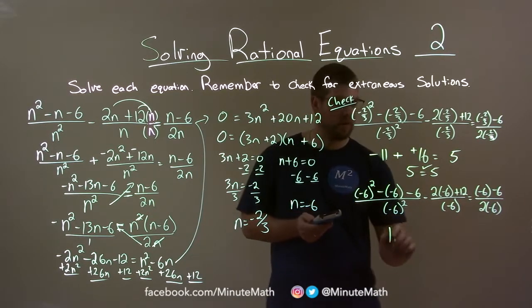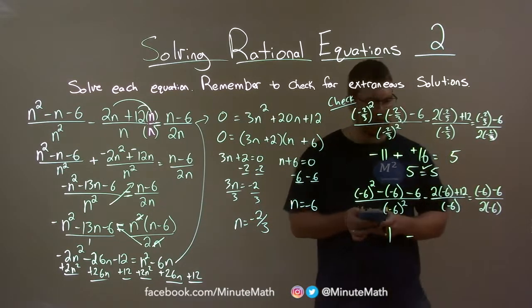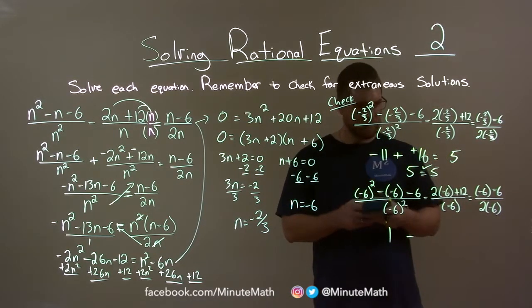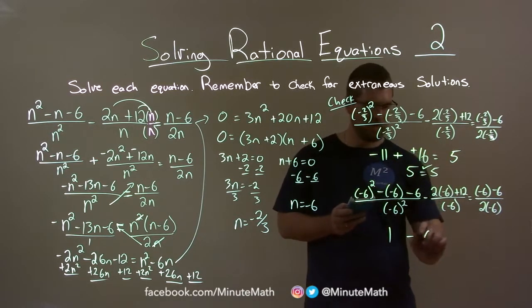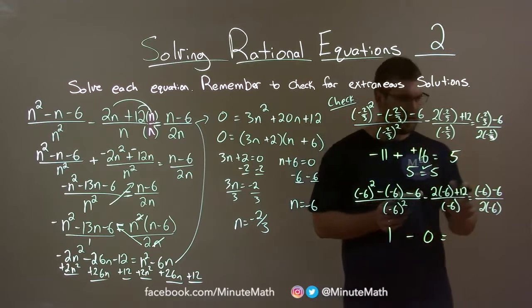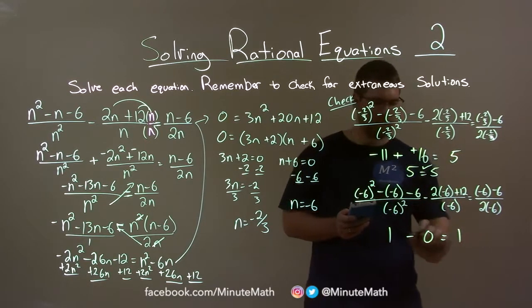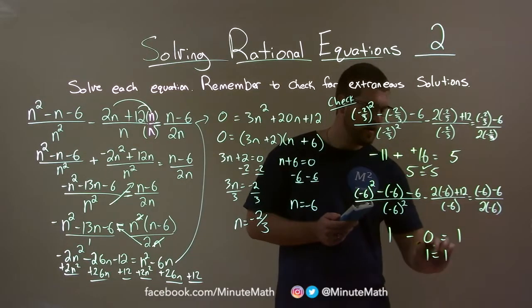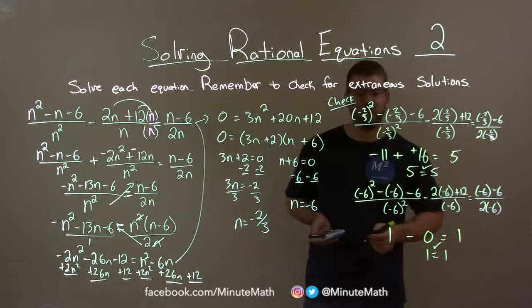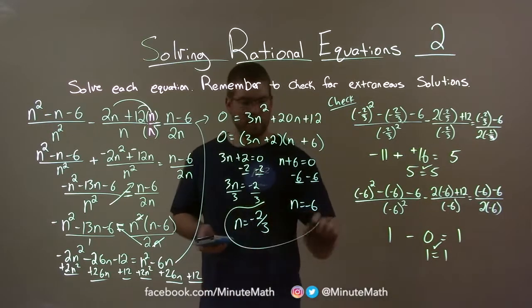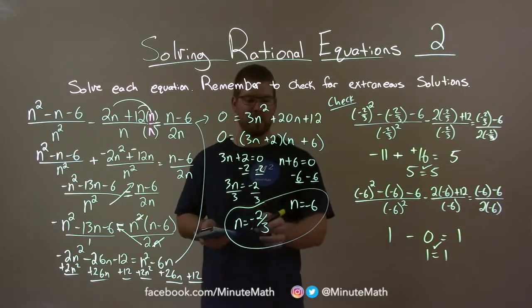This becomes a good old 1. Here, 2 times a negative 6 plus 12 divided by a negative 6 is 0. Equals, right hand side, let's go. Negative 6 minus 6 divided by 2 times a negative 6, and we have positive 1. 1 minus 0 is 1. So my left and right hand side are equal, both being 1, meaning our two answers work, and n equals negative 2/3 and negative 6.